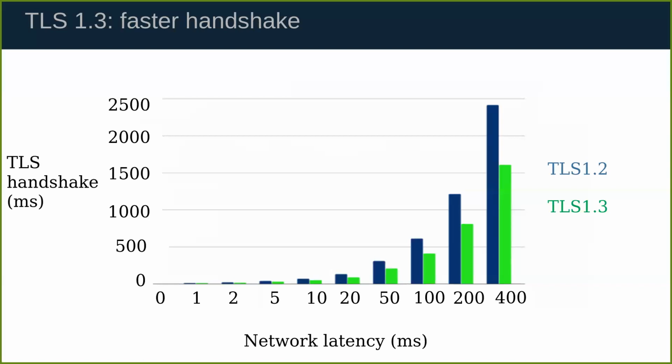As we can see here, the TLS 1.3 handshake is always much faster, but it makes a bigger difference at higher network latencies. So the TLS 1.3 handshake is up to 33% faster than the TLS 1.2 handshake.